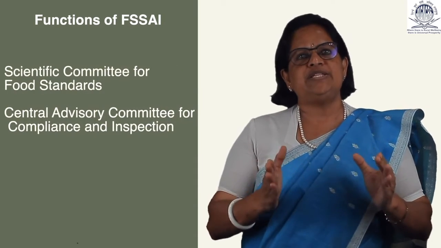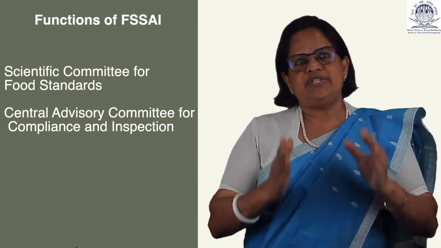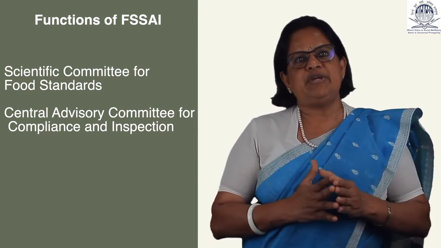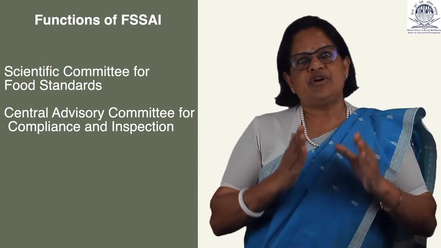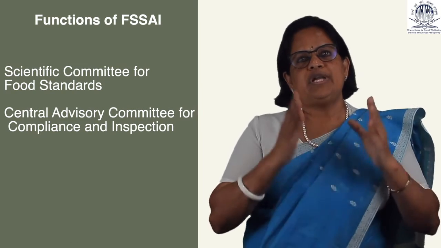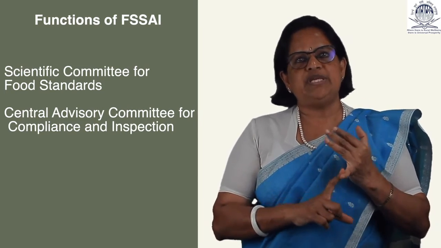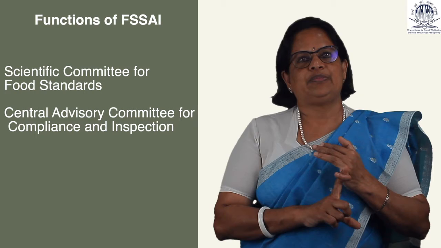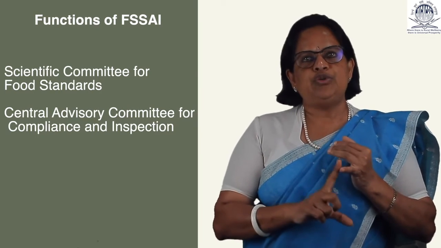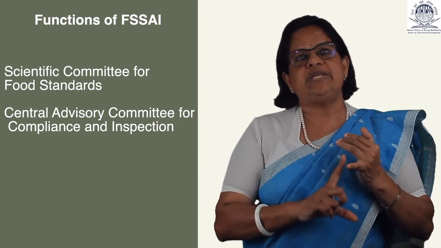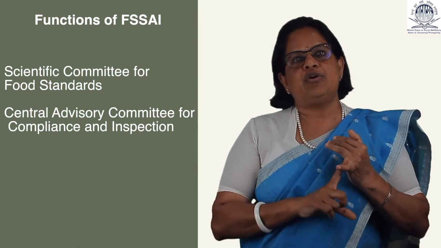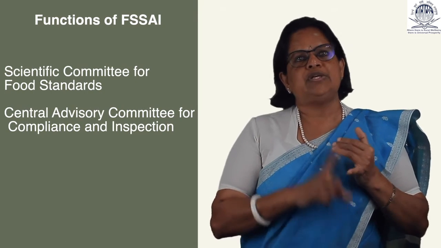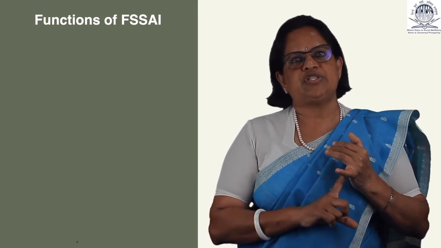We can see the organizational structure of Food Safety and Standards Authority of India now in detail. As already mentioned, FSSAI functions are divided into 2. What are the roles of Scientific Committee and Advisory Committee? What are their specific roles? Scientific Committee will look into the matters related to good standards regarding food safety and quality. The Central Advisory Committee will look at the matters related to compliance and inspections.